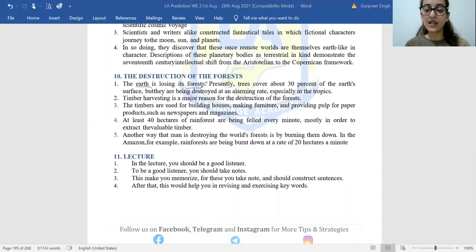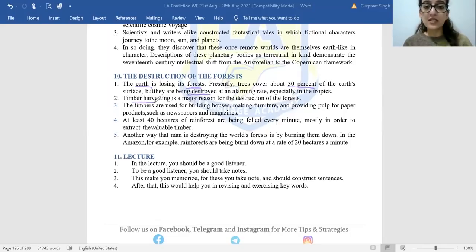Earth losing forests, and we have one numerical figure: 30% of the Earth's surface is covered by trees, but they are being destroyed at an alarming rate. So a general sentence putting forward the problem that we are facing. Timber harvesting is a major reason for the destruction of forests. So now once we present that this is the problem, then we start giving the reasons of that problem.